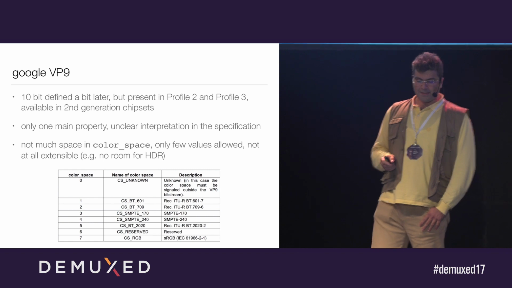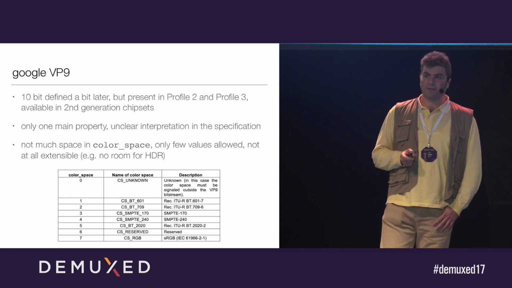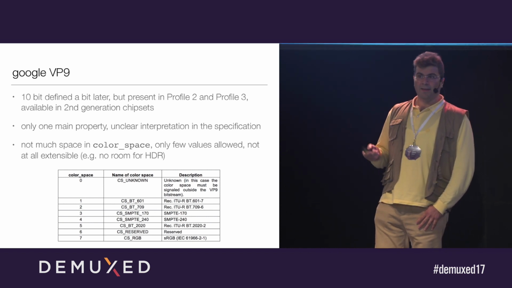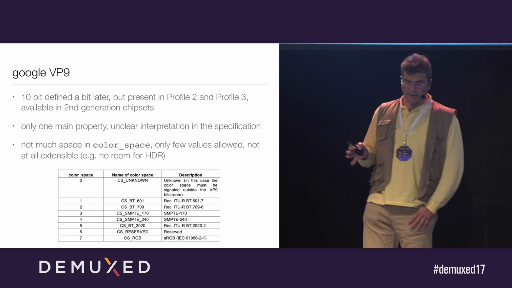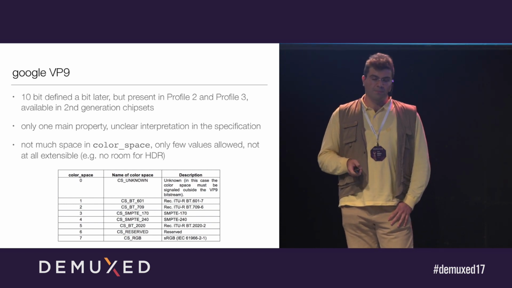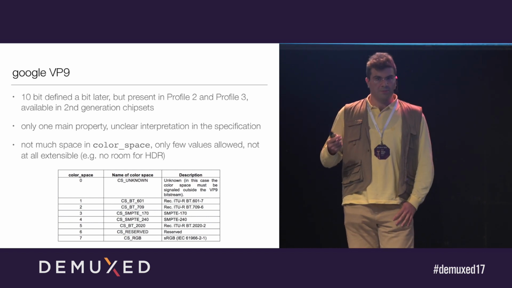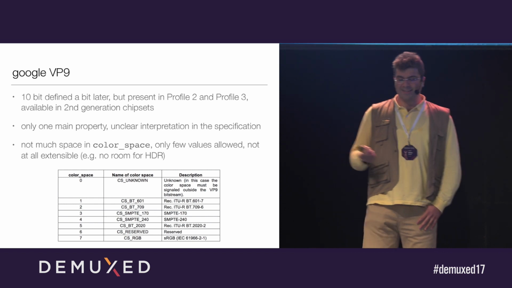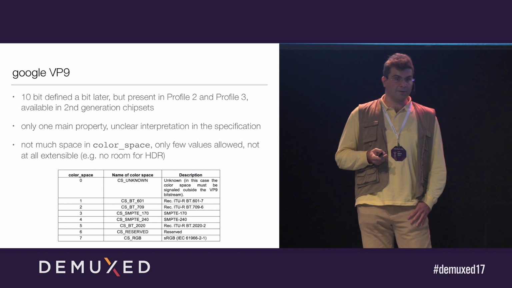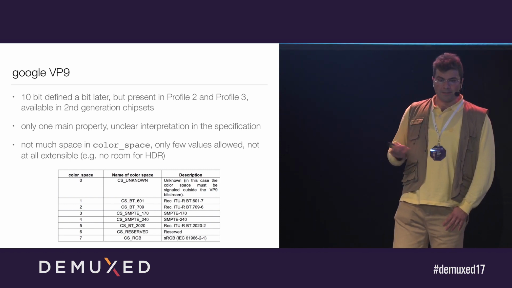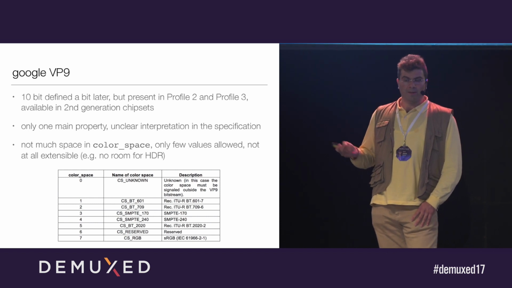When we got to VP9, the situation is a little bit more complex. When it was released, it did not initially have a 10-bit profile. It was added later. This has caused some fragmentation you have to be aware of depending on your market. But the biggest problem is at the syntax level. The variable color space has no space at all. It's defined as a 3-bit variable, and only a few color spaces were defined. And there are no color primaries, no color transfer. So theoretically, you can't do HDR with VP9.